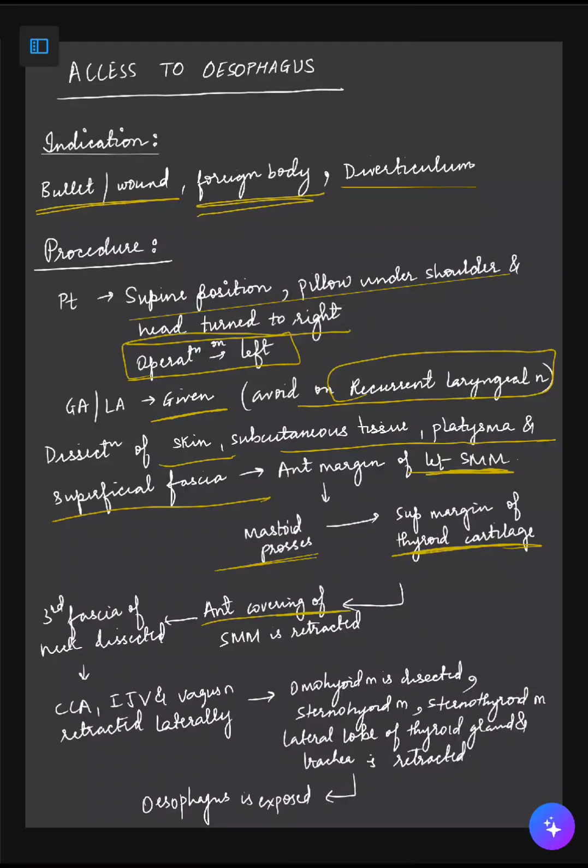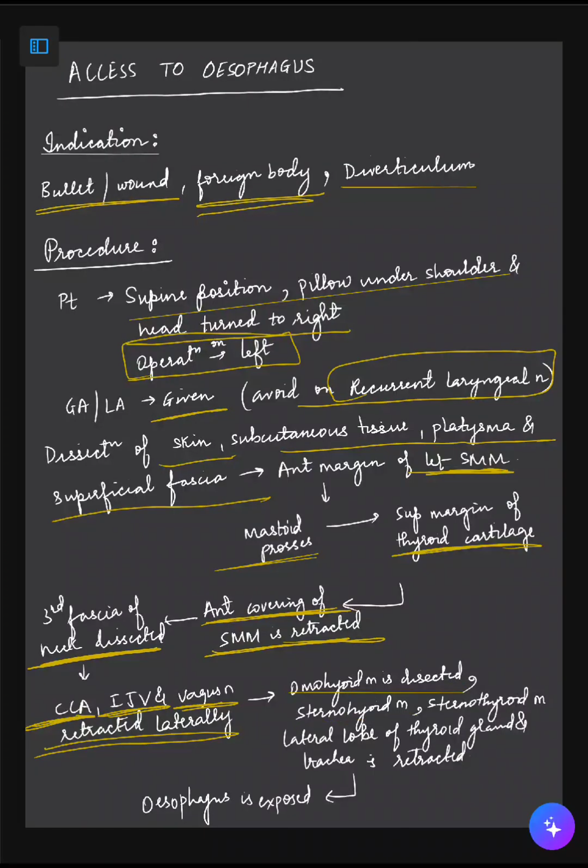Then the anterior covering of the sternocleidomastoid muscle is retracted. Now the third fascia of the neck is dissected. Then the common carotid artery, internal jugular vein and vagus nerve are retracted laterally. Then what we do? Omohyoid muscle is dissected.